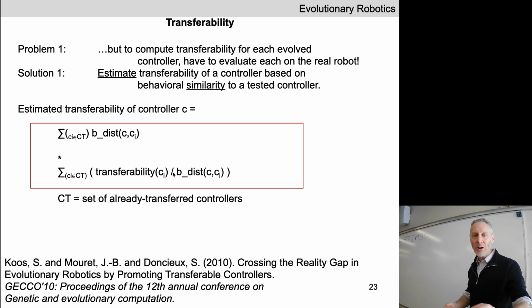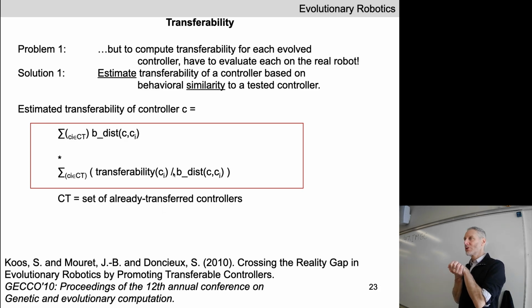Okay, let's just do a cartoon example of this. I'm controller C, and we're trying to estimate the transferability for me. Let's say there's 3 other controllers that have been sent to reality already, and one of those 3 controllers is very similar to me. That controller that's very close to me was very transferable. The other 2 controllers, which are very different from me, they had terrible transferability. What do you think my transferability is estimated to be? I'm estimated to be pretty transferable.